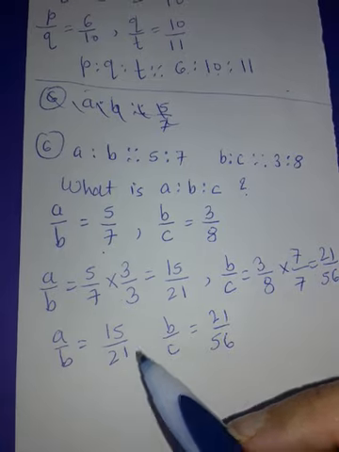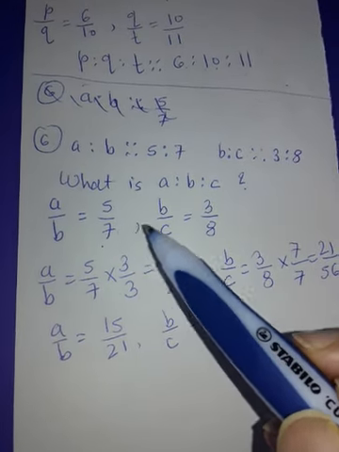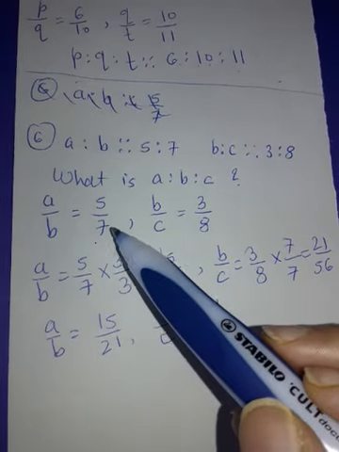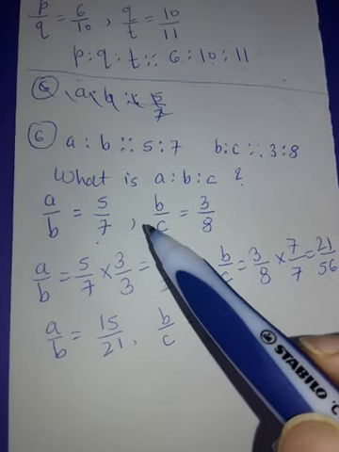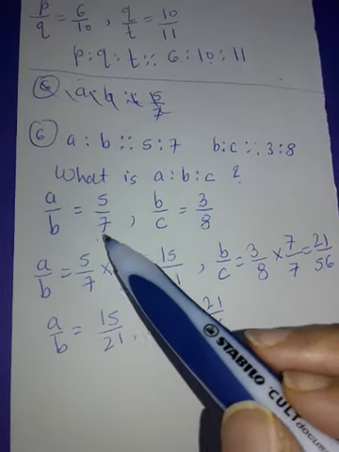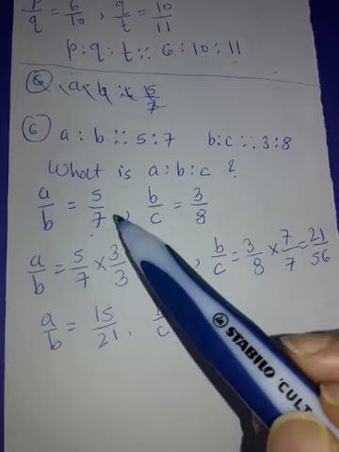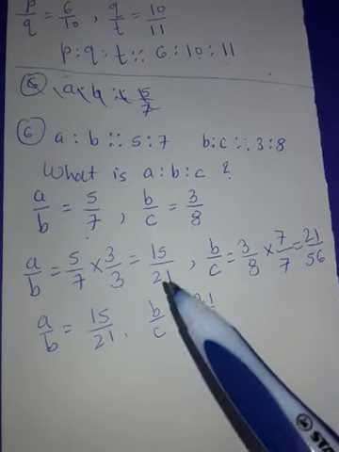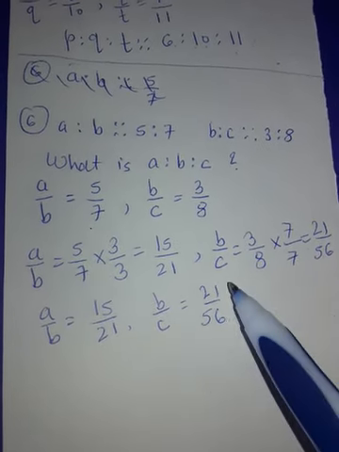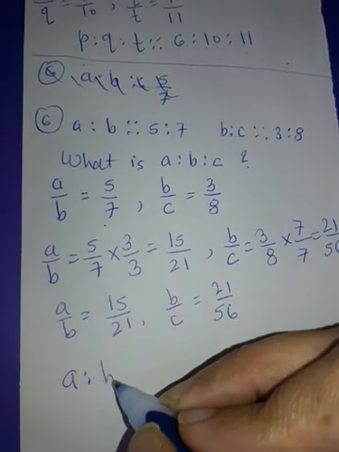So is the value of B equal now in both ratios? What I did: 5 upon 7 and 3 upon 8. I wanted to make B equal, but there is no common factor. So here it's 3 and here it's 7. I multiplied this by 3 upon 3 and this by 7 upon 7, and now they both are 21. So now I can easily combine, just like the earlier example.